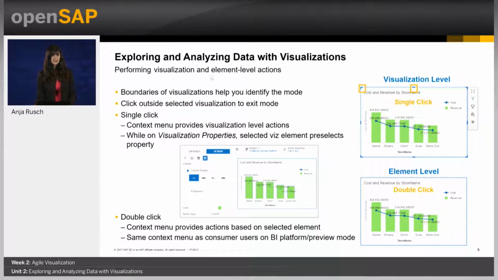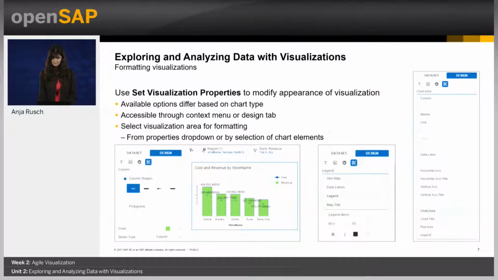Then you learned about the different levels. So depending on where you click, if you single click, then you are working really on everything you can do on the whole visualization itself. If you double click, then you are in a single element mode. This was when working with the properties of a chart. Once you click somewhere in your chart, you directly see the properties on the left and can work with it. So they are connected and directly react.